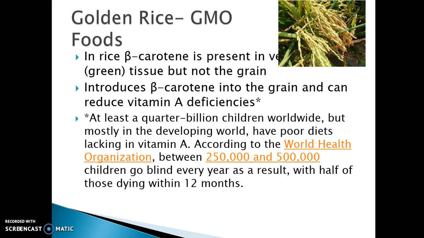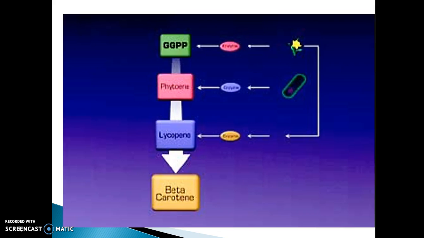An example of this is golden rice. This is present in the tissue, not the actual rice grain. What it does is introduce beta-carotene into the grain so that you can reduce vitamin A deficiencies. This is very important to help add nutrition in third world countries and so forth. This is just showing you how that occurred.